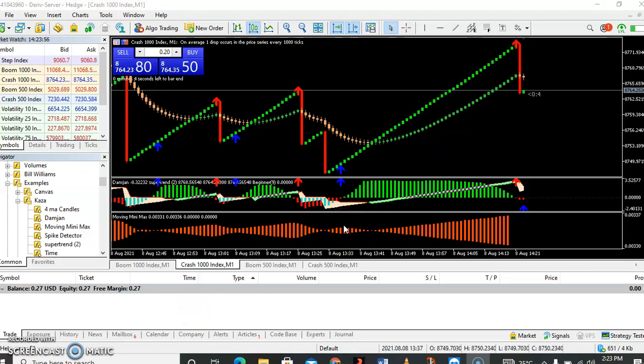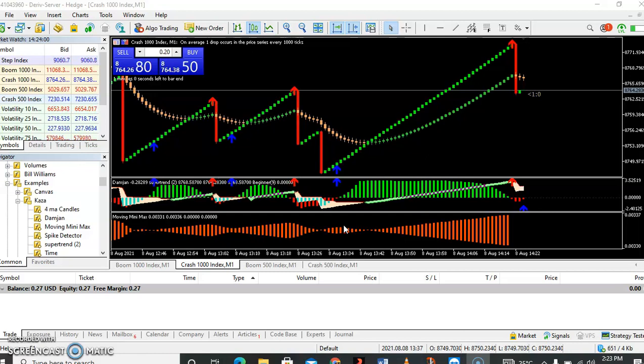Hi everyone. Yes, so this is the spike detector we were talking about. I'm going to take you through how it is used. Some of you might have come across it somewhere, but there's a slight difference anyway.